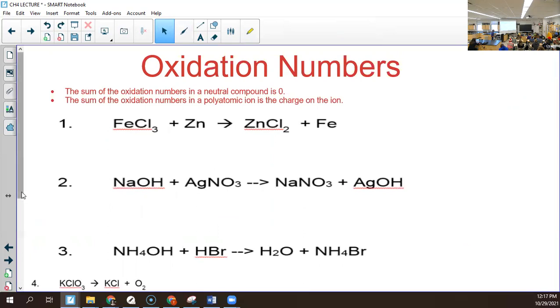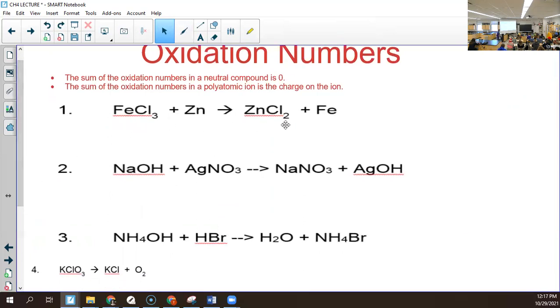Iron 3 chloride reacts with zinc to make zinc chloride plus iron. Now, this reaction is different than anything we've done so far this chapter. How is it different? They don't do the switcheroo. There's only 1, 2, 3, 1, 2, 3 on both sides, instead of 4. Our double replacements are 2 couples just switching.